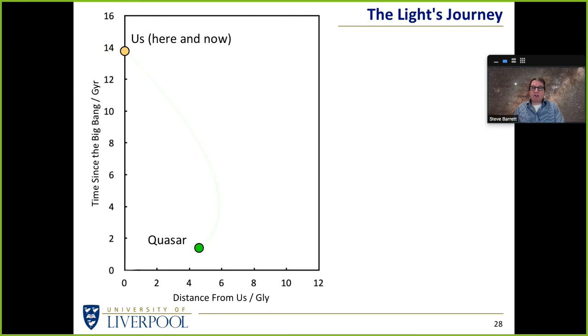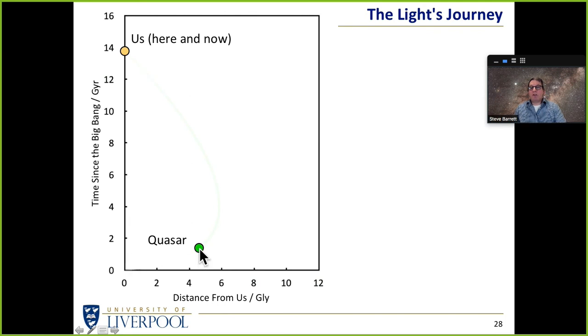What has the light actually done? If we imagine that here we've got a plot of distance from us in billions of light years, and the vertical scale is time, so 0 down here is the Big Bang, and we are sitting here at 13.8 billion years. So that's us here and now, and that's the quasar at a distance of 4.5 or so billion light years from us, back at about 1.5 billion years after the Big Bang. This is 12 billion years ago. That's when the light left the quasar.